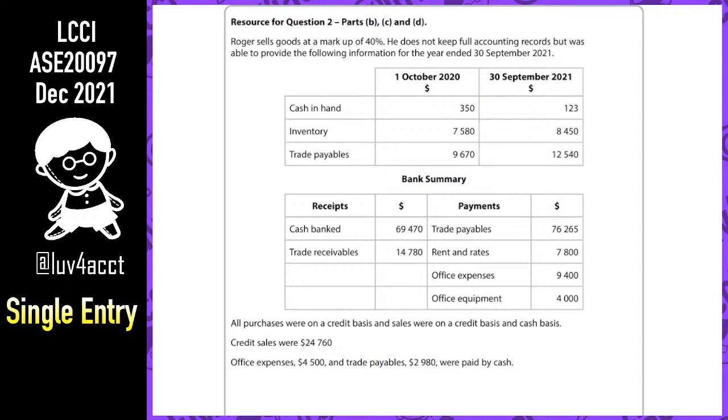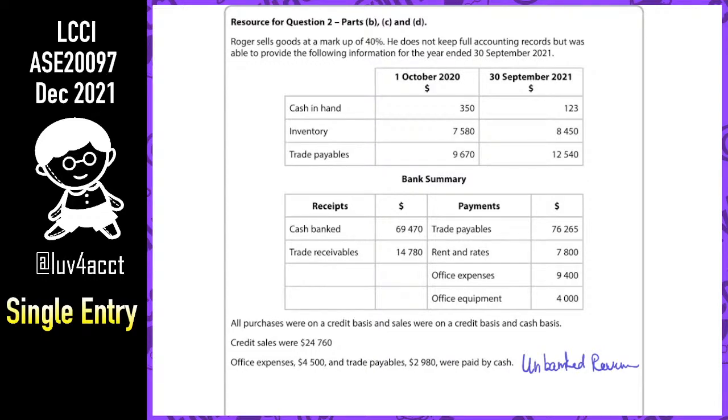Credit sales given to you directly. Credit sales 24760. Office expense is paid out of cash. That is our unbanked revenue. Okay, but then we have to see, apart from these two, is there any other?